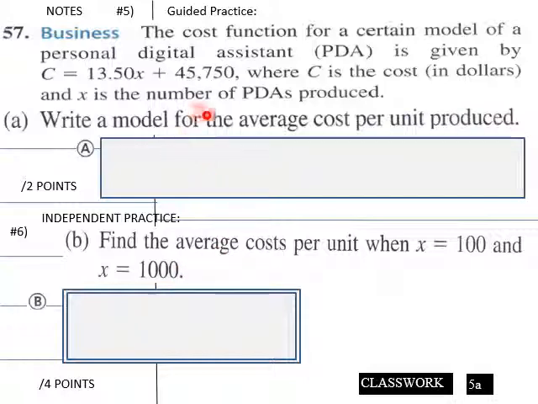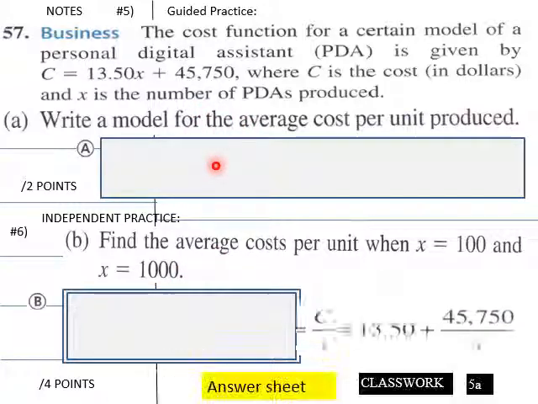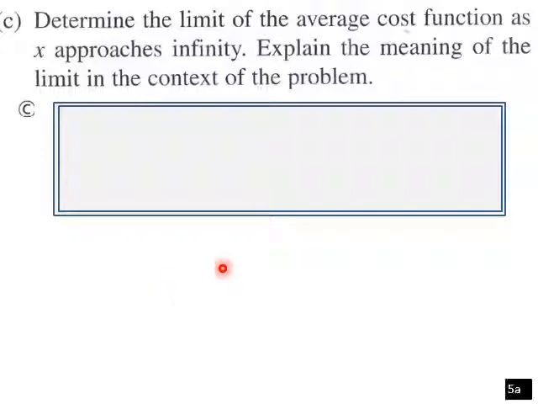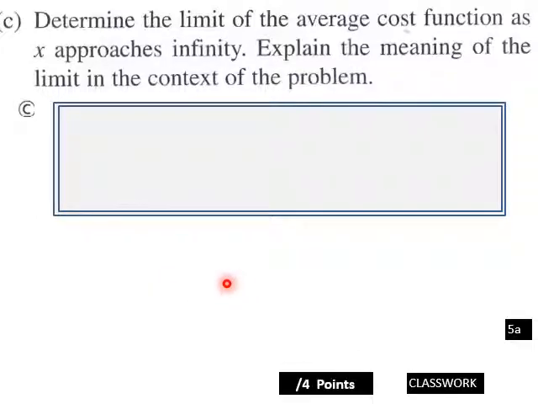So up here, write a model for average cost per unit produced. When we do C of X over X here, we get 13.5X plus 47,750 over X. So we're canceling out this X here, and we get a C-bar of X here. That would be your average cost function for this situation. And then now we plug in for 100 and 1,000. That's up to you, students, to do. So get on that now.